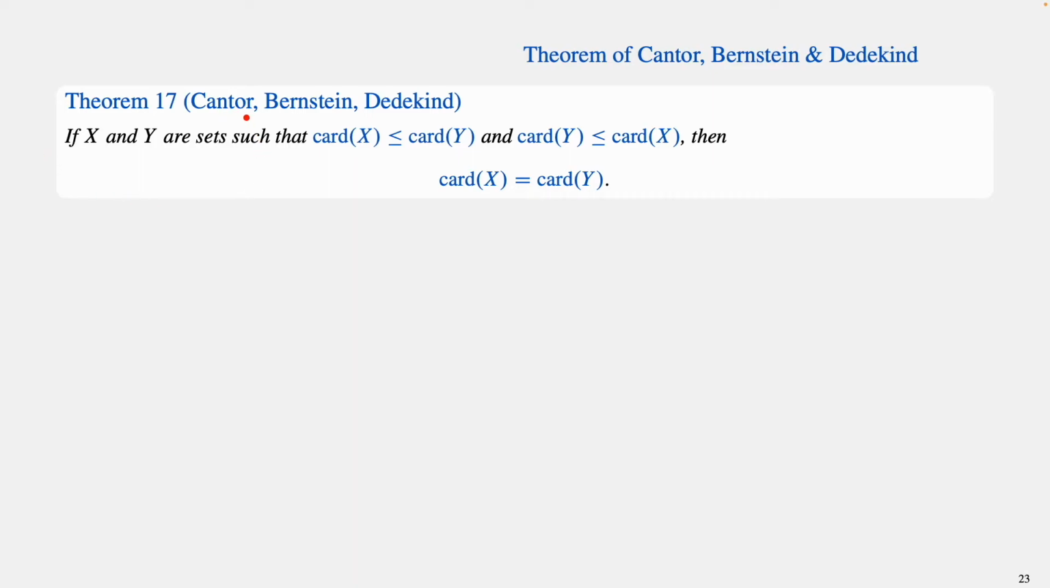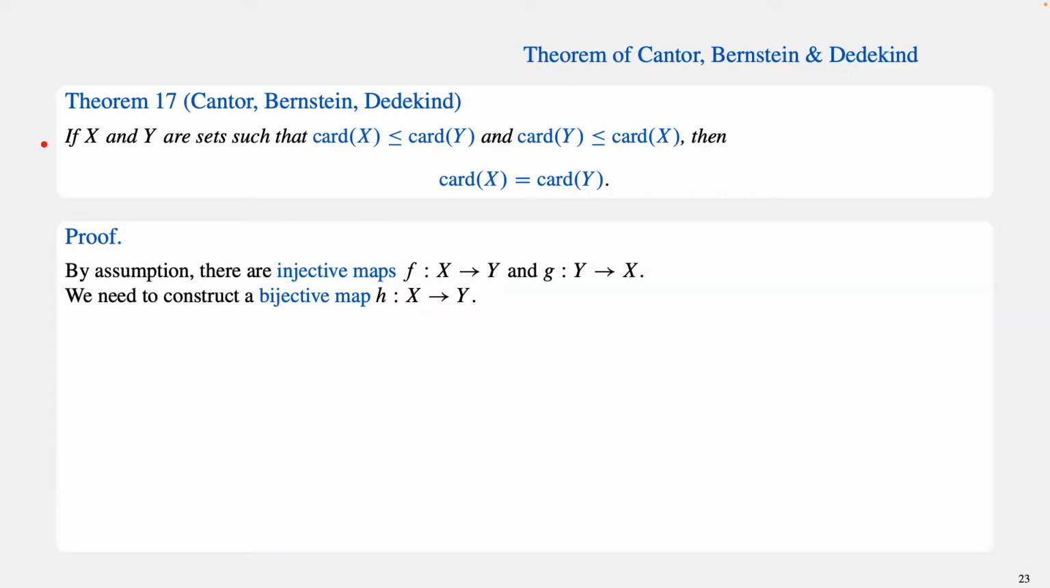Now, as for the name, originally it was proved by Cantor and Bernstein, and later it was found that Dedekind already gave a proof even before that. And often you will find it called the Cantor-Bernstein-Schröder theorem, but Schröder's proof actually turned out to be incorrect, so maybe it's not appropriate to use the name here.